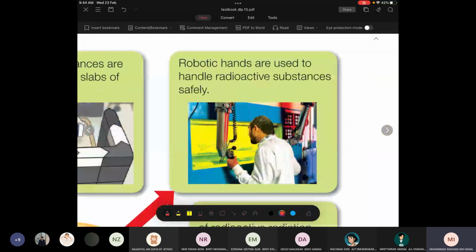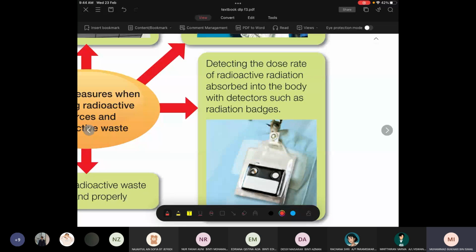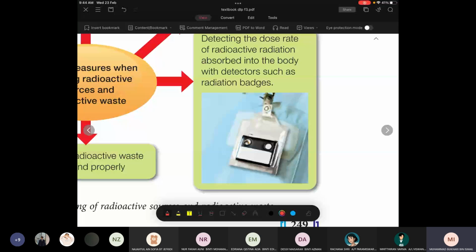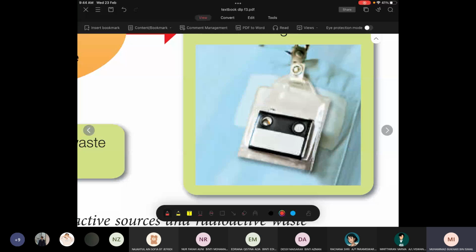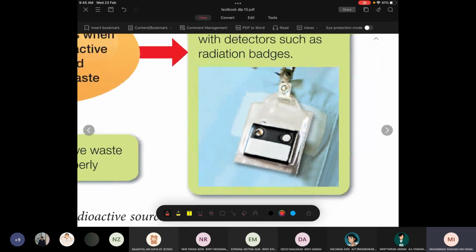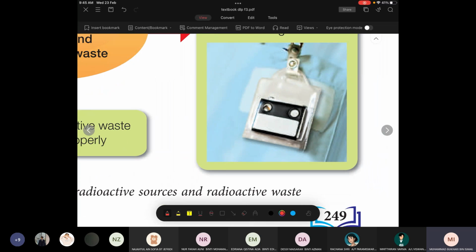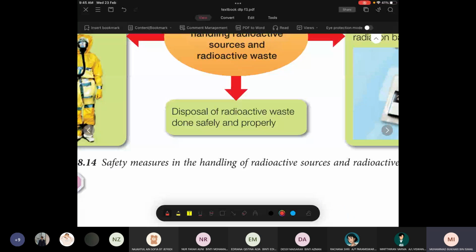Robotic hands are used to handle radioactive substances safely. So we use robotic hands. We don't use our bare hands to handle radioactive substances. Detecting the dose rate of radioactive radiation absorbed by the body with detectors such as radiation badges. Maybe the staff or the crew working in a factory or any power plant, nuclear power plant especially, they need to use this badge because when that person is exposed to radiation, the color of this badge will change. Because we cannot see the radiation, we use this badge to detect whether we have been exposed to the radiation. The color of the badge will change depending on how much you are exposed.